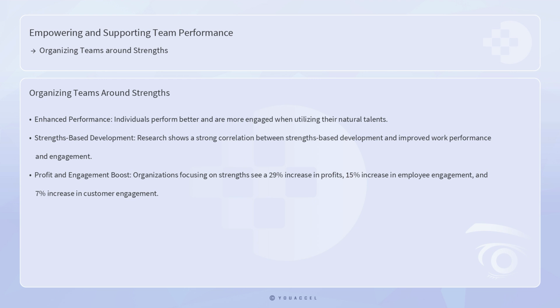The concept of organizing teams around strengths is grounded in the idea that individuals perform better and are more engaged when they have the opportunity to utilize their natural talents. This is supported by research that indicates a strong correlation between strengths-based development and improved work performance, employee engagement, and overall organizational effectiveness. For instance, a study by Gallup found that organizations that focus on strengths experience a 29% increase in profits, a 15% increase in employee engagement, and a 7% increase in customer engagement. Such data underscores the importance of harnessing individual strengths for team success.